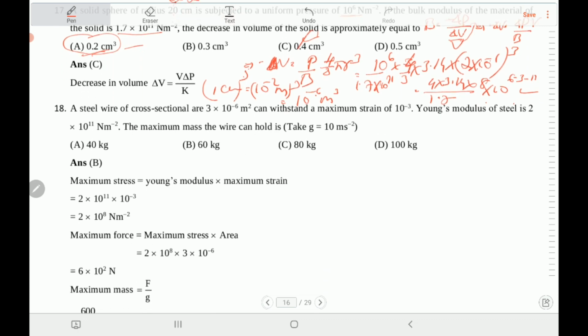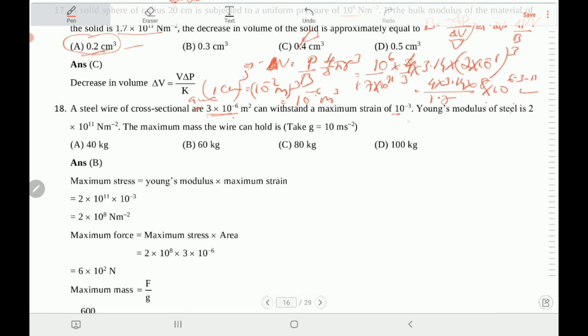We'll move on. Next one, a steel wire of cross-sectional area 3 into 10 power minus 6. Once again, area is given. It can withstand a maximum strain of 10 power minus 3. The Young's modulus of the steel is 2 into 10 power 11. Find the maximum mass the wire can hold.